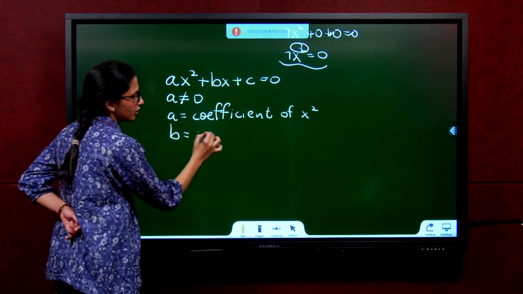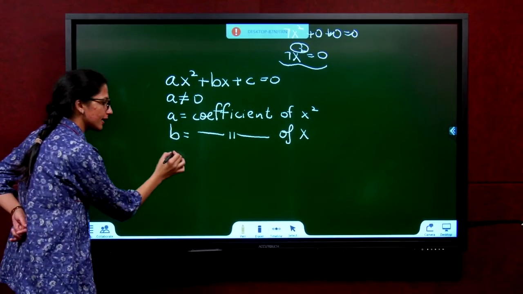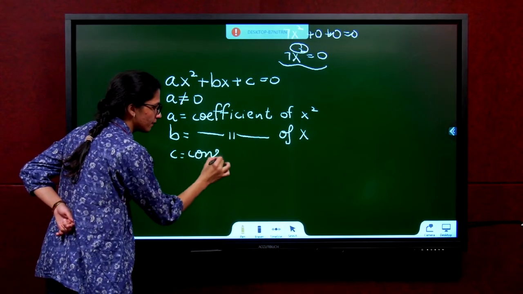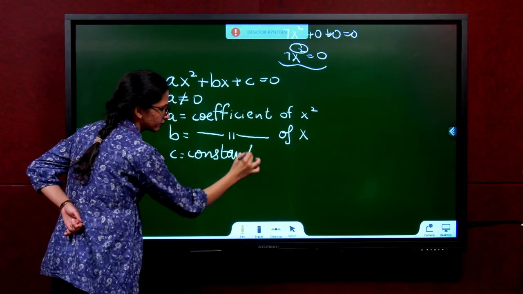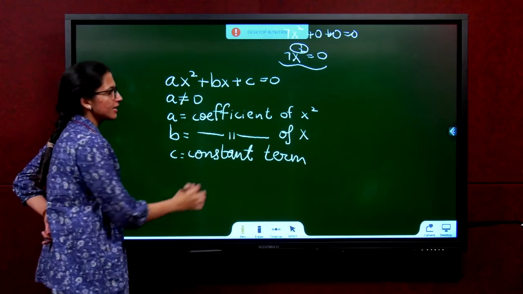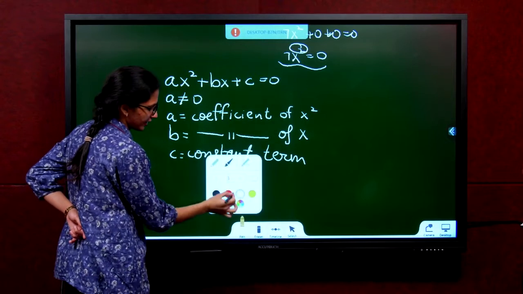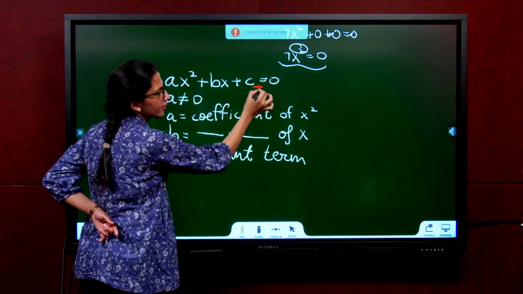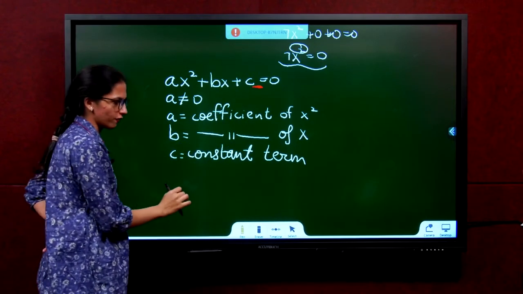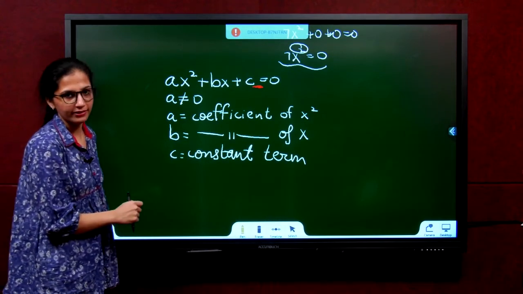B is called the coefficient of x. C does not have any x with it. It is called a constant term or it's also known as the term independent of x. Why? It does not have any x over there. There is no x here. So it is independent. It does not care about x. It is independent of x. So it's either known as a constant term or a term independent of x.